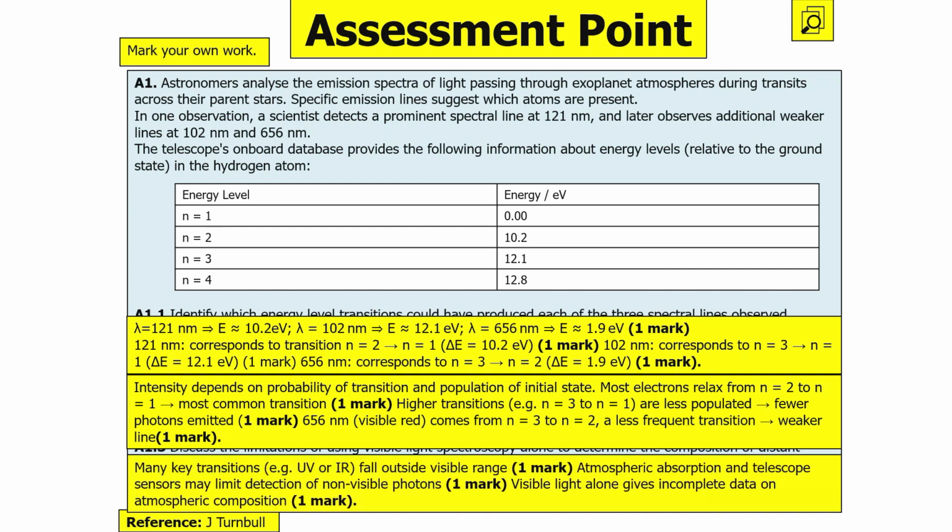Now, many key transitions fall outside the visible range. In addition, atmospheric absorption and telescope sensors may limit the detection of non-visible light photons. So visible light alone will give incomplete data on the atmospheric composition of the exoplanet.